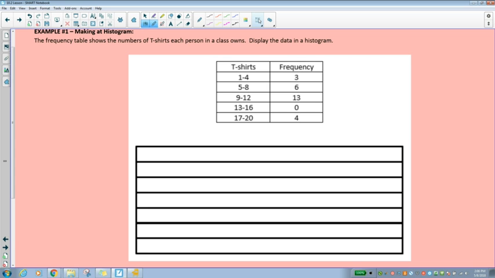So when I'm making a histogram, the first thing I want to make sure I do is title it so that the person that is reading it knows what it's talking about. So in this case, we're talking about t-shirts. So I'm going to go ahead and label the histogram with a title, and we're going to title it t-shirts. And then I have to label the 2 variables.